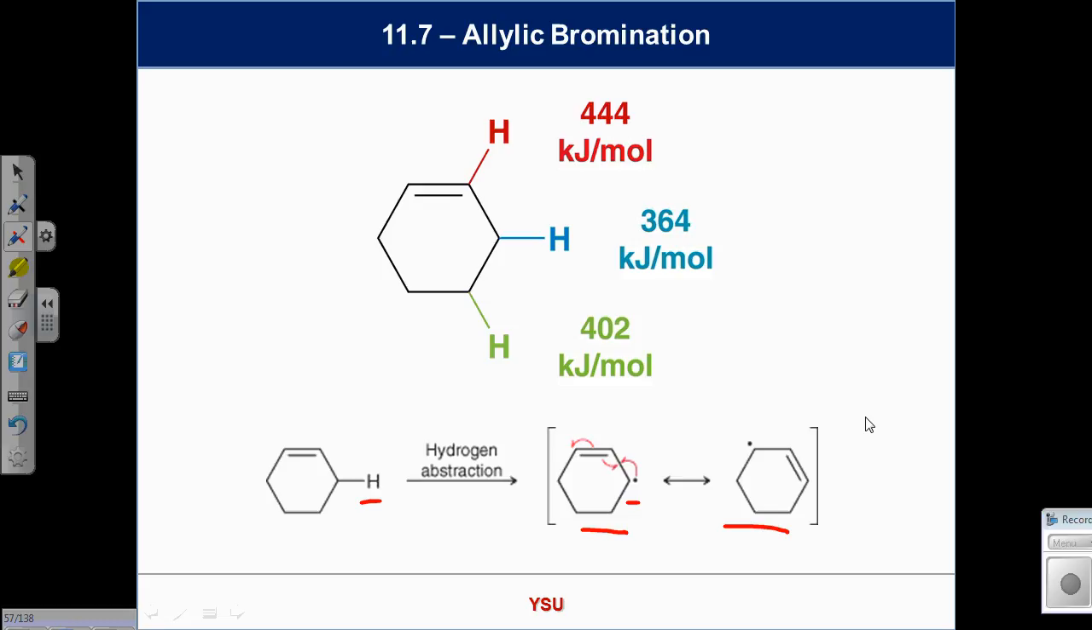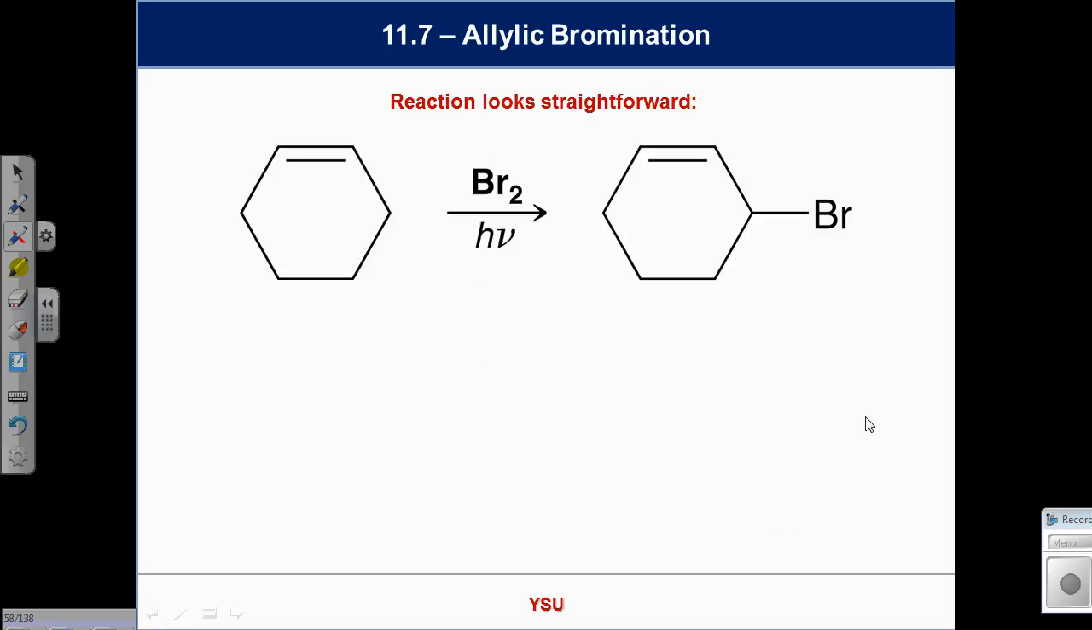So the allylic position is important here. Here's a useful reaction. It does look pretty straightforward, as it says there. It looks like a simple system to run. Take your alkene, add some bromine to it, shine light on it, and you should get that. But it doesn't work quite so well.